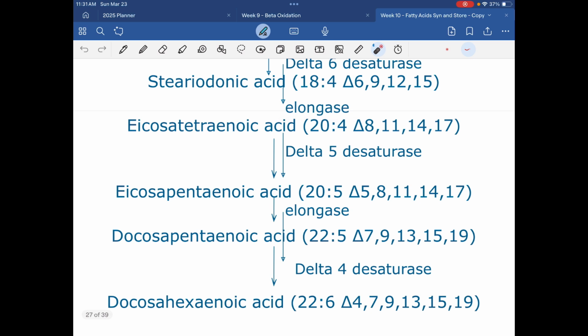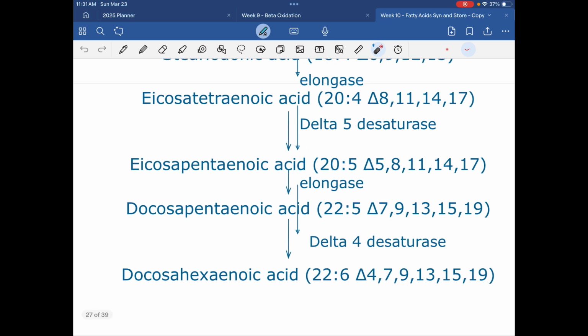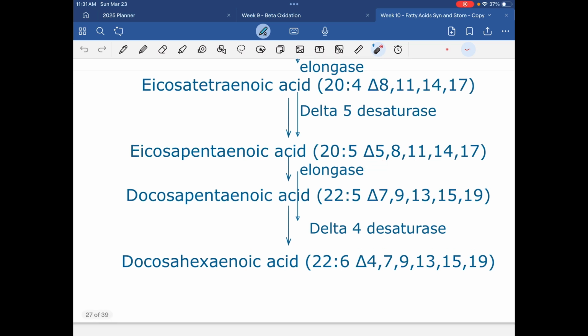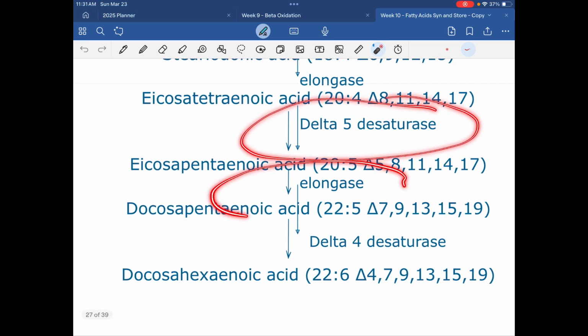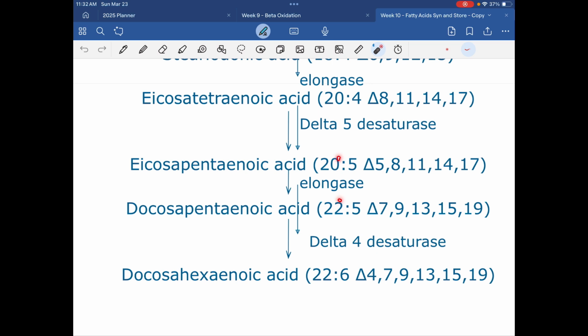After I elongate, I have to desaturate again. When I desaturate, the number of carbons stays the same, but I increase the number of double bonds. They're going to be placed 3 carbons away from the last one. 8 minus 3 is 5. That tells me the name of this desaturase is delta 5 desaturase and where that double bond is going. Always after we desaturate, we're going to elongate again. So we're going to add 2 more carbons. 20 plus 2 equals 22. We're going to keep the same number of double bonds, but they're going to get bumped over 2.